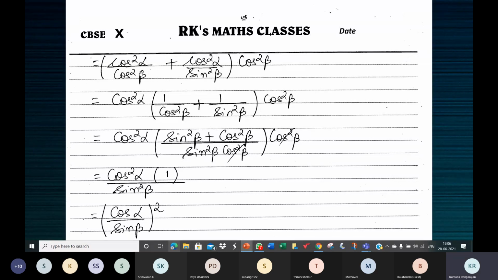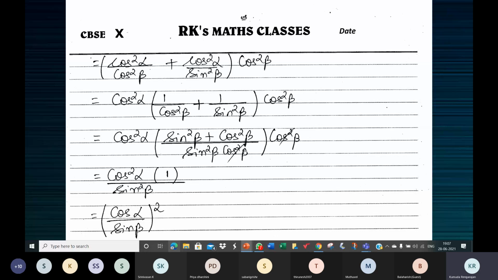And again, it's so algebraic. Whenever there's something common, bring out the common thing. Cos square alpha is common in the numerator. So let's bring it out. So then you have 1 by cos square beta plus 1 by sin square beta. Now what should you do? So you see this bracket, we need to take up the common denominator. Sin square beta, cos square beta is the common denominator. So then you get sin square beta plus cos square beta in the numerator like this.